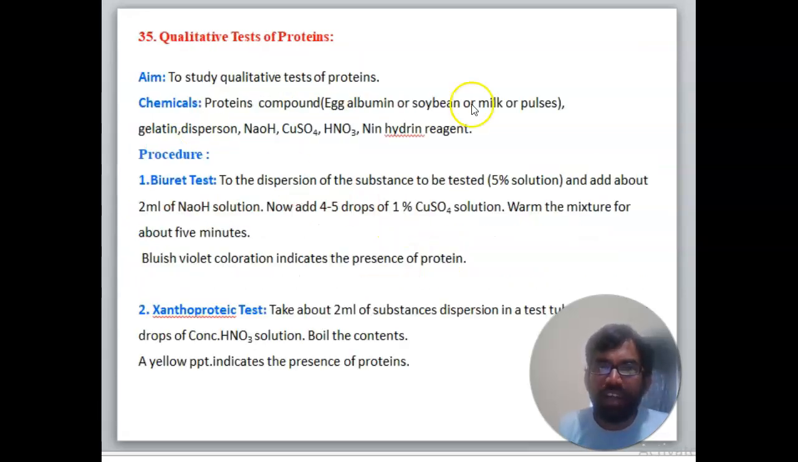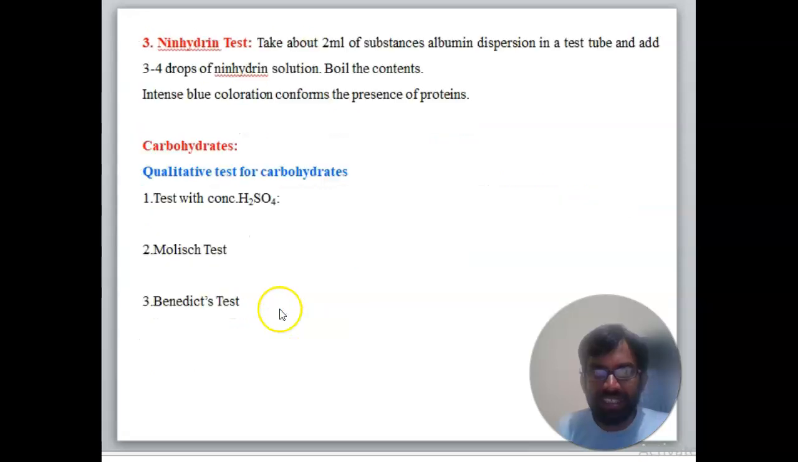Now you can see some qualitative tests of protein. They will ask you how to detect proteins in a given substance. Protein sources are, for example, egg albumin, soya bean, milk and pulses. The reagents include gelatin dispersions, sodium hydroxide, copper sulfate, nitric acid, and ninhydrin reagent. For the detection of protein there are a few tests: Biuret test, xanthoproteic test, and ninhydrin test. These 3 tests are for the analysis of protein.